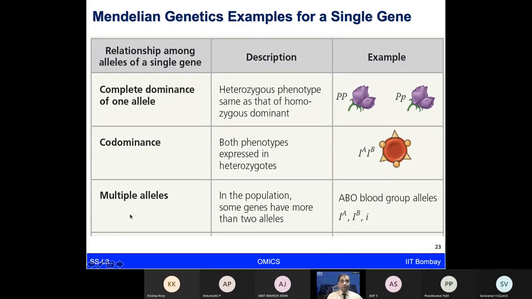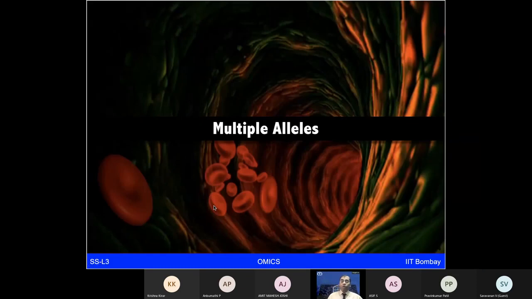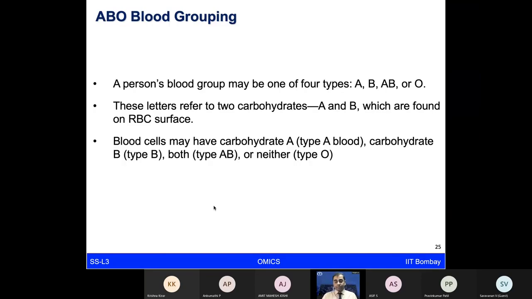So we will not elaborate further on multiple alleles, which I'm sure will relate to all of you, how these genetic rules we are talking about are applicable to us in our day-to-day life. Now, when we talk about ABO blood grouping, as all of you are aware, any individual can have one of four types of blood groups: either blood group A, blood group B, blood group AB, or blood group O.